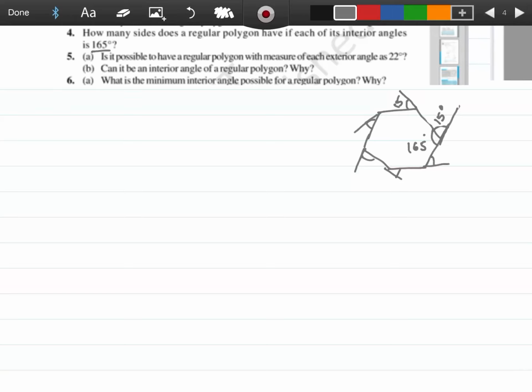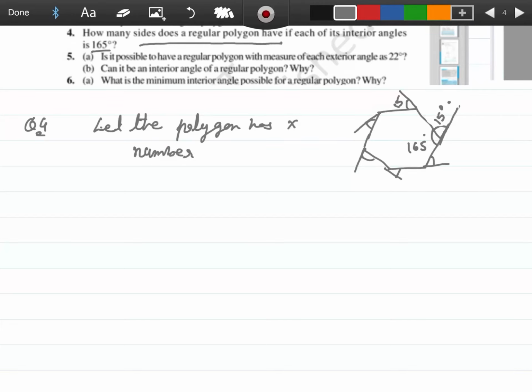So for a polygon whose exterior angle is 15 degrees, you have to find how many sides the regular polygon has. Let the polygon have x number of sides. So it will have x number of angles.